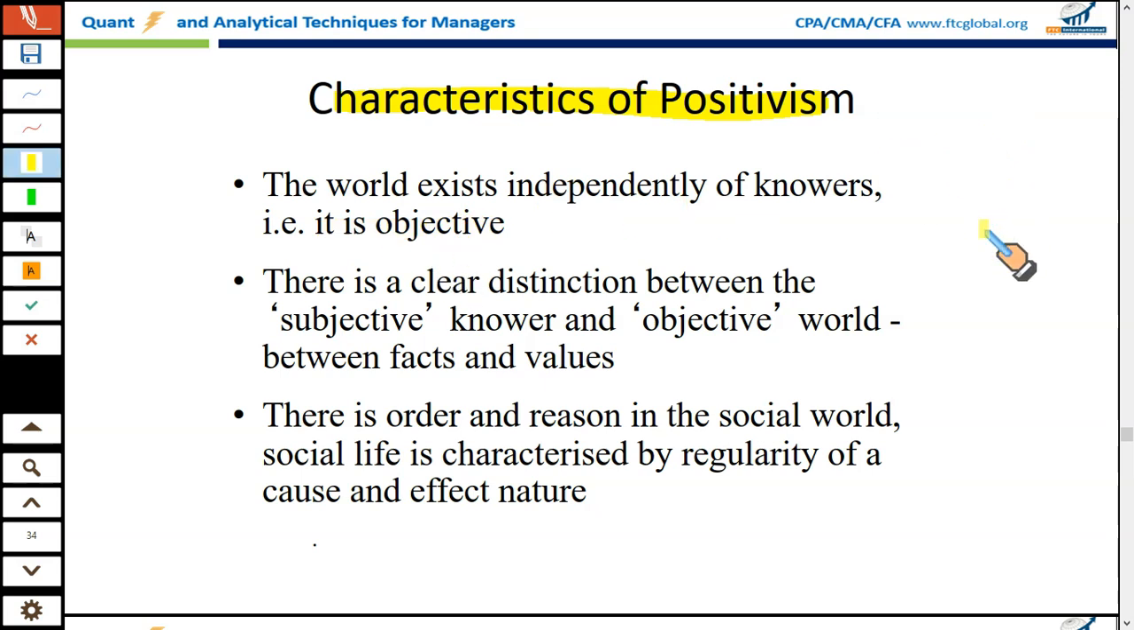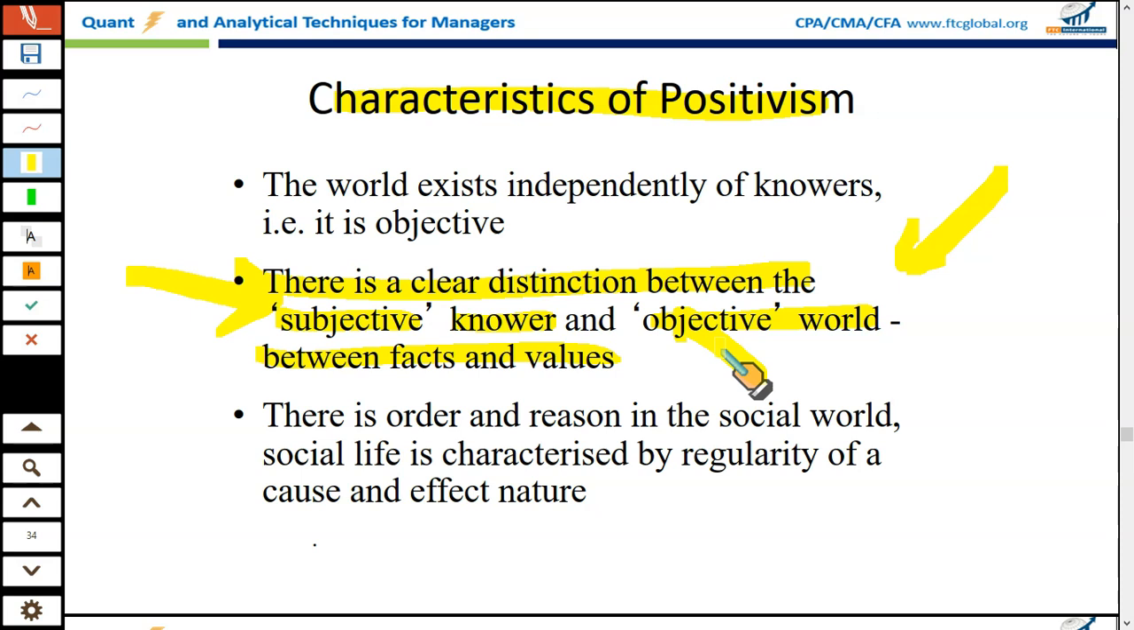Okay, what next? There is a clear distinction between the subjective knower and objective world, between facts and values. This is an important characteristic. Positivism makes a strong distinction between what people feel and what actual facts are. Objective, remember, subjective is what you feel, what you think, what you perceive. And objective means the actual facts.